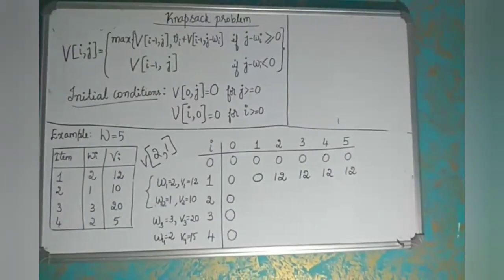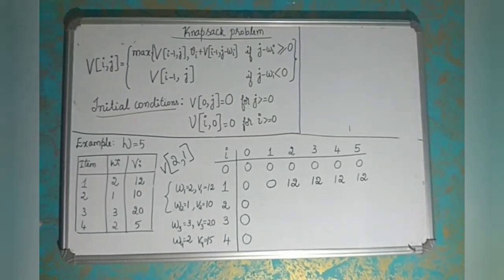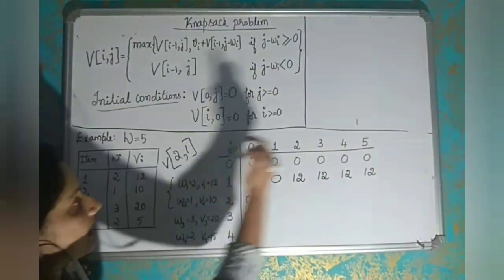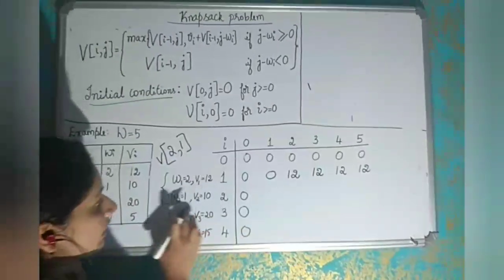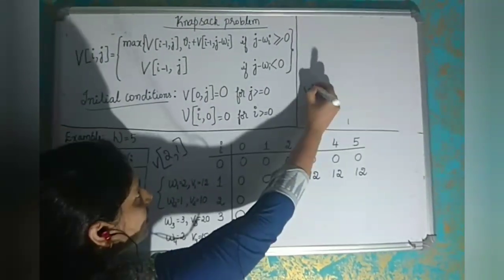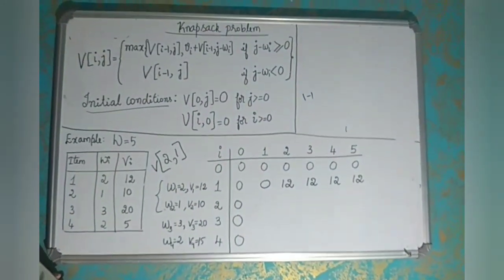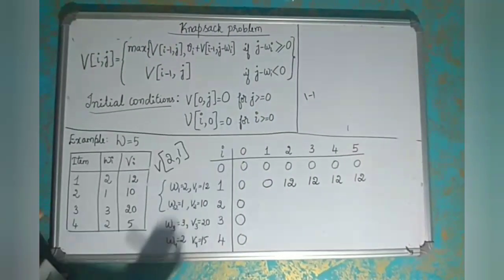Whether J minus W is less than 0 or greater than or equal to 0. So J is what? J is 1. What is Wi? Wi is 1. So 1 minus 1 is actually equal to 0. So that means it comes to the first case.